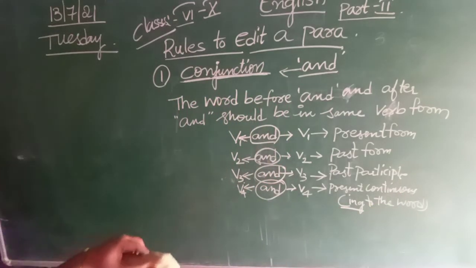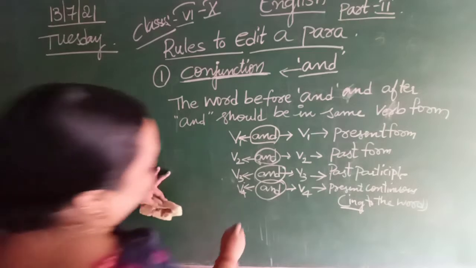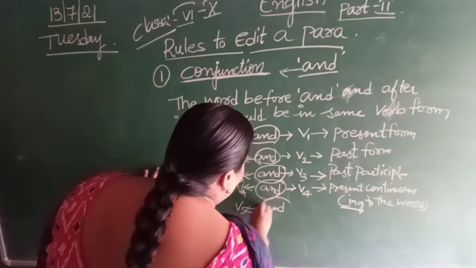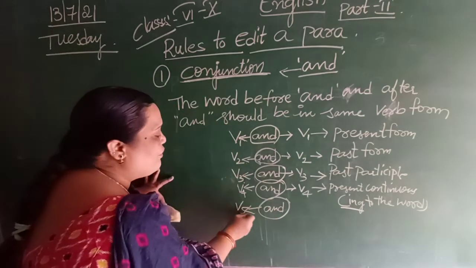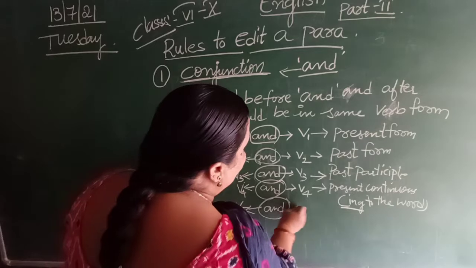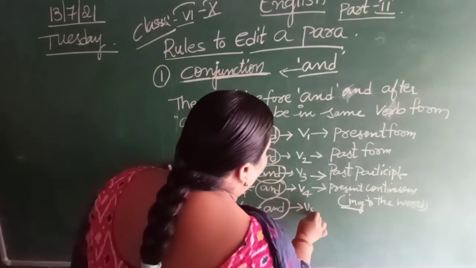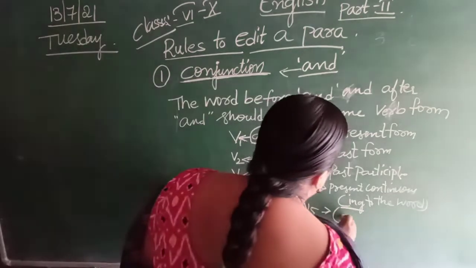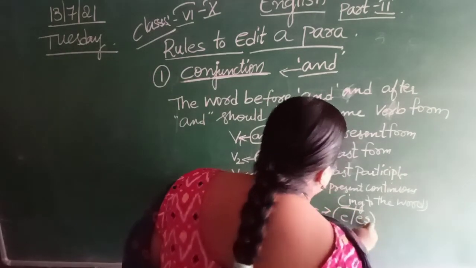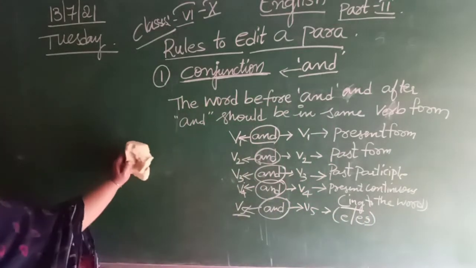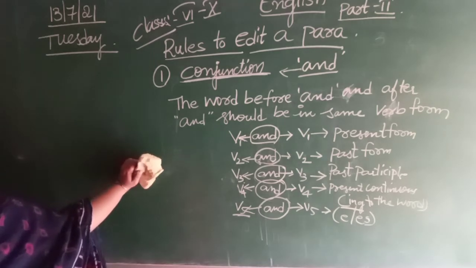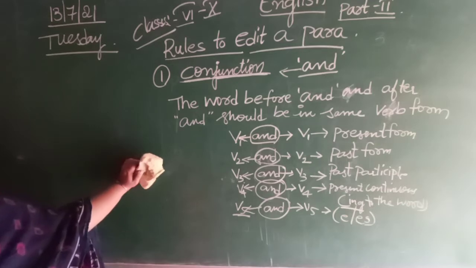Finally, last we have to check V5, Nana. If before and we are taking V5, after and also we should use V5 only. Nana, V5 verb form means adding s or es to the word. To the word that comes, s or es is added. Eat, eats. Sing, sings. Dance, dances. So that is V5.